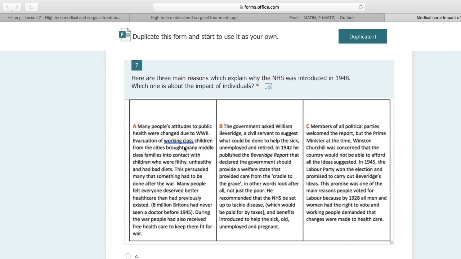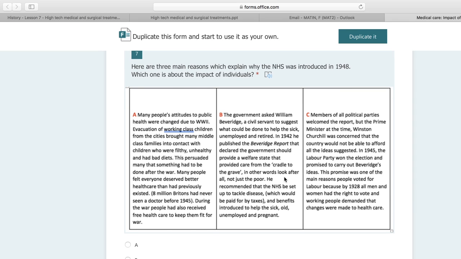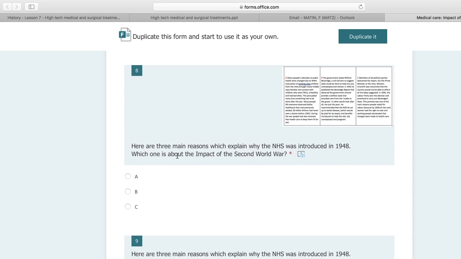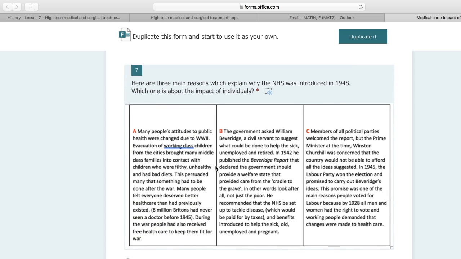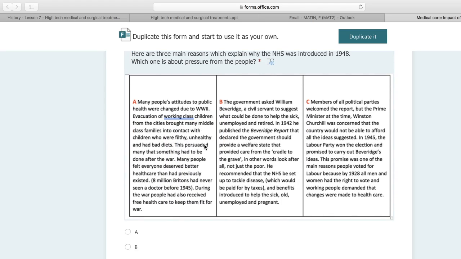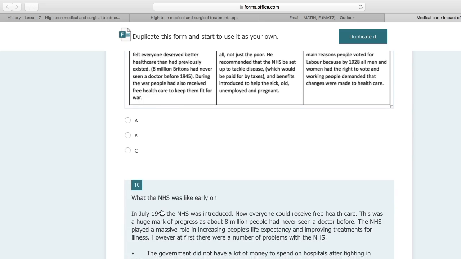After you've done that, you're looking at 3 main reasons why the NHS was introduced, and you just have to think about which one is about the impact of individuals, read each one, pick out a letter. Again, do the same thing with which one is about the impact of the Second World War. It's a little bit small here, so you can just go up here. Which one talks about the Second World War, A, B, or C. Then lastly, which one is about pressure from the people, and do the same thing.